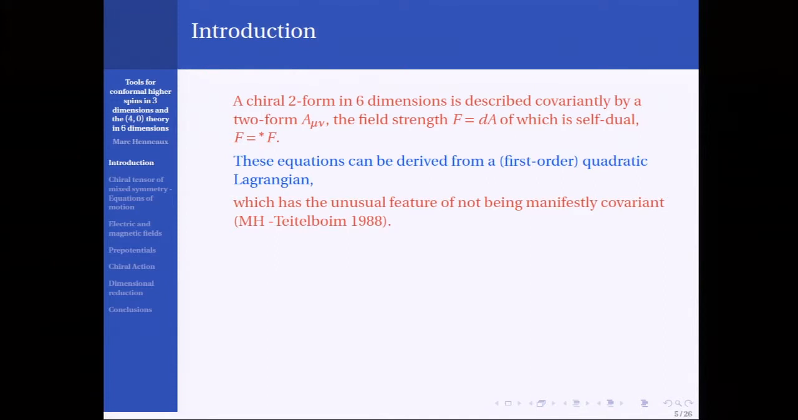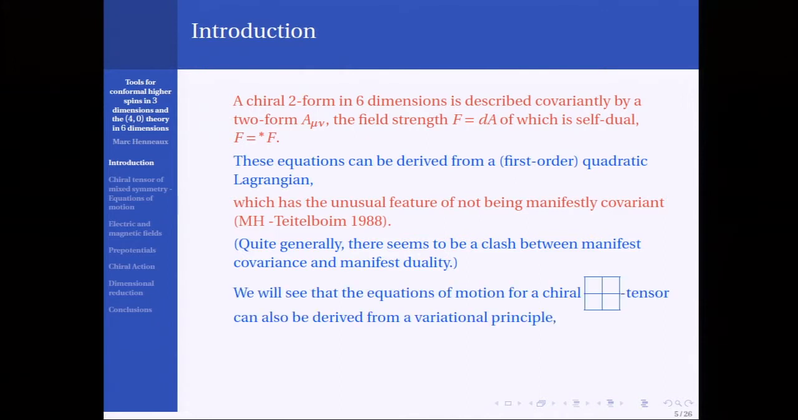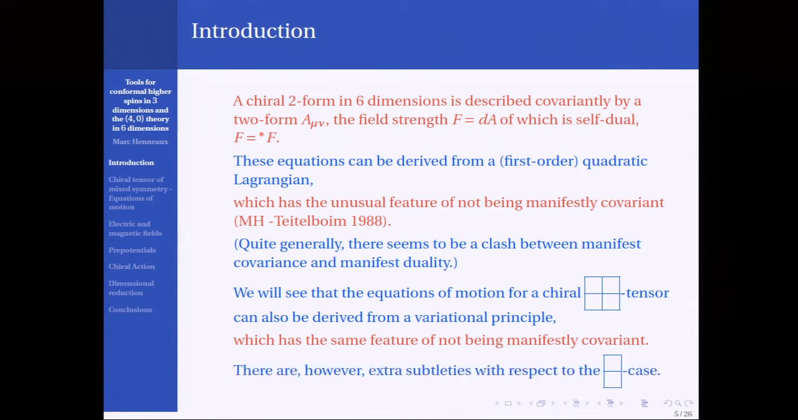It's a free theory. It's not manifestly covariant, but it is covariant, of course, just not manifestly so, which means that the fields do not transform in the standard way under Lorentz transformations. I will not review that, because some of the features will be present for the chiral tensor, as I will explain in detail. And we will get a non-manifestly covariant Lagrangian that describes the chiral tensor, although it is covariant. There will be some subtleties with respect to the 2 form case. So this is the introduction.